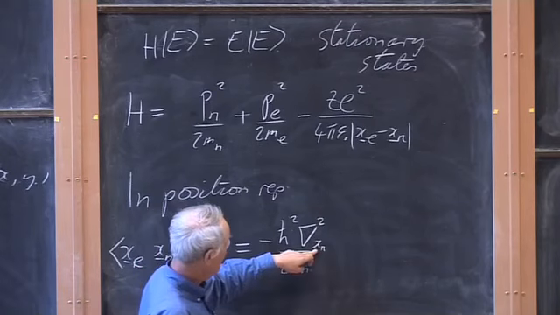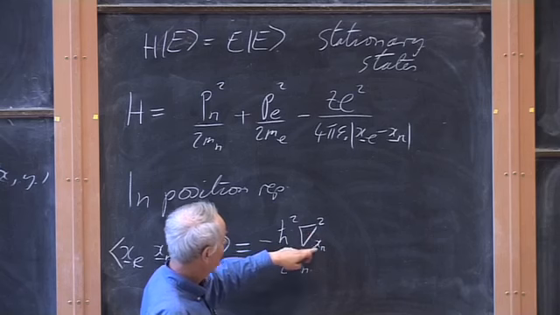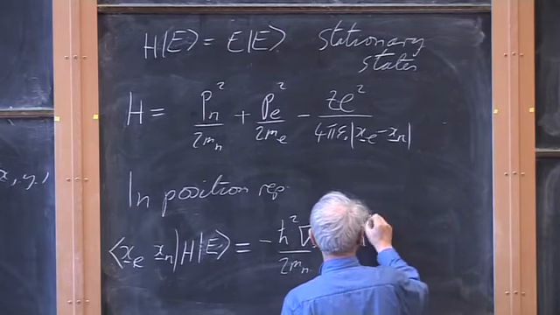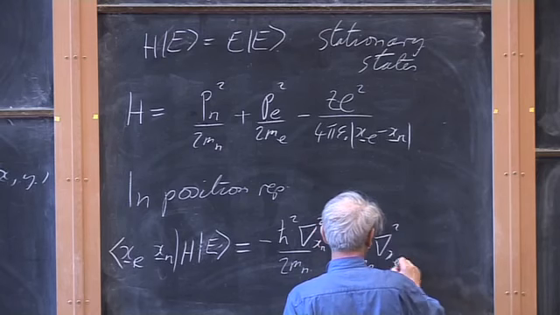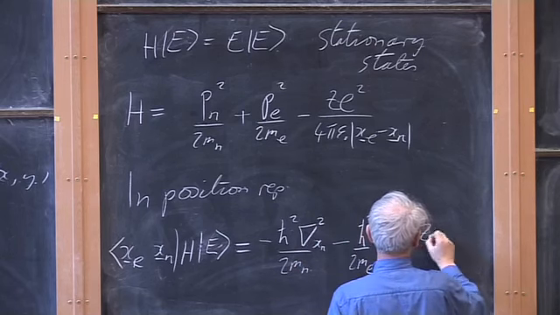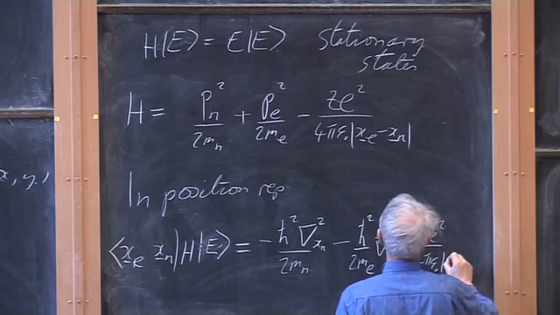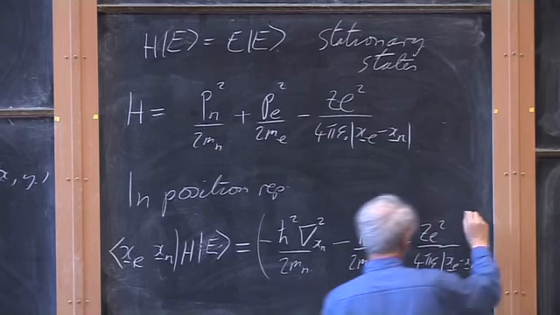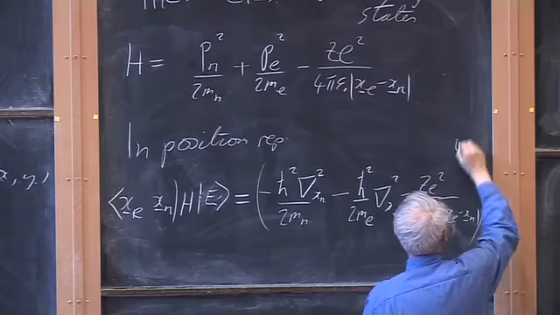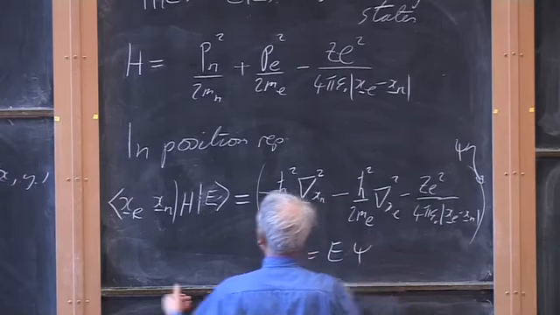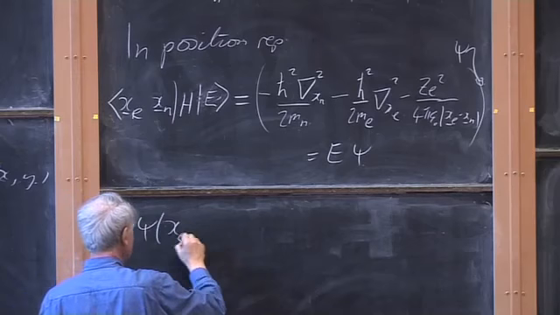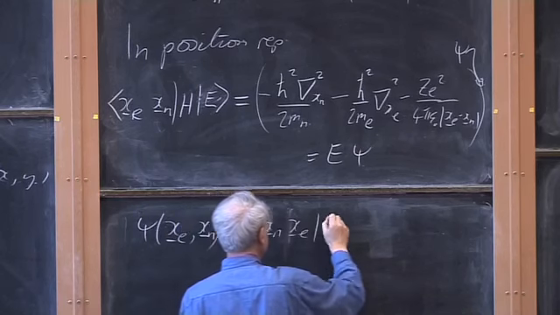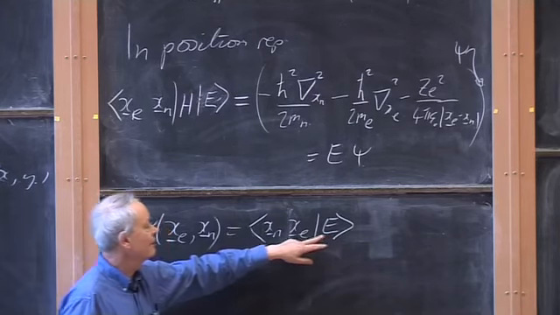So what does this mean? This sub xn means this involves derivatives with respect to the components of the position of the nucleus, minus h bar squared over 2 mass of the electron del squared with respect to xe, minus Ze squared over 4 pi epsilon naught times the modulus of xe minus xn. This is already in the position representation, if you like. So all this stuff times psi, oh dear, I've run out of space, times psi is going to equal E times psi. So this is the usual stuff, where psi is a function of xe and xn, so it's a function of six variables. It's the wave function of the stationary state of energy E.